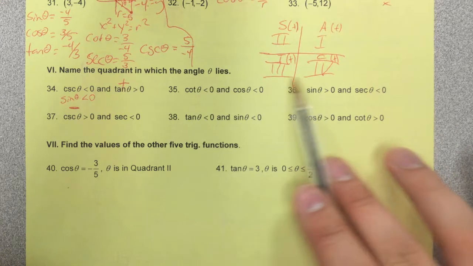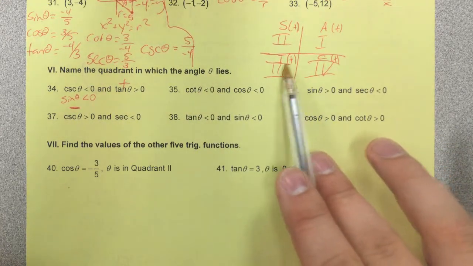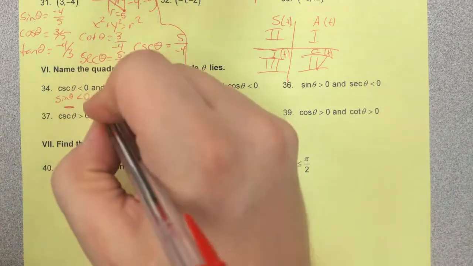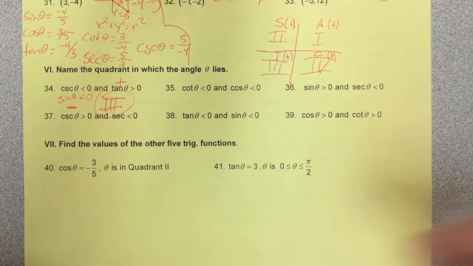So between 3 and 4, tangent has to be positive, but between these two, tangent is only positive in quadrant 3. That leaves quadrant 3 as our only option. Okay? So that's why this one's quadrant 3.